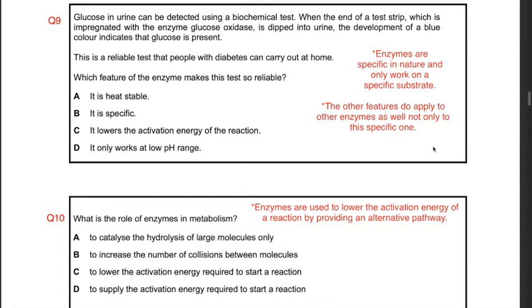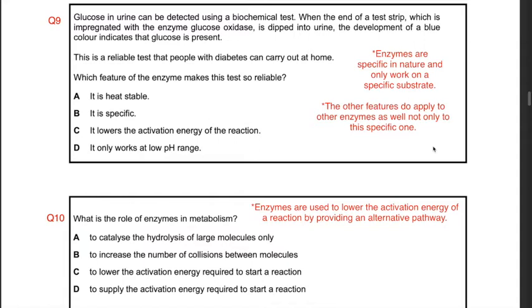Enzymes are specific in nature and they only work on a specific substrate. That is what makes each enzyme unique, because each enzyme only works on a specific substrate. It doesn't work on any other substrates. If you go to the answers A, B, C and D, the best possible answer is B. It is specific. Why are the other answers incorrect? Because the other features do apply to other enzymes as well, not only to this specific one.